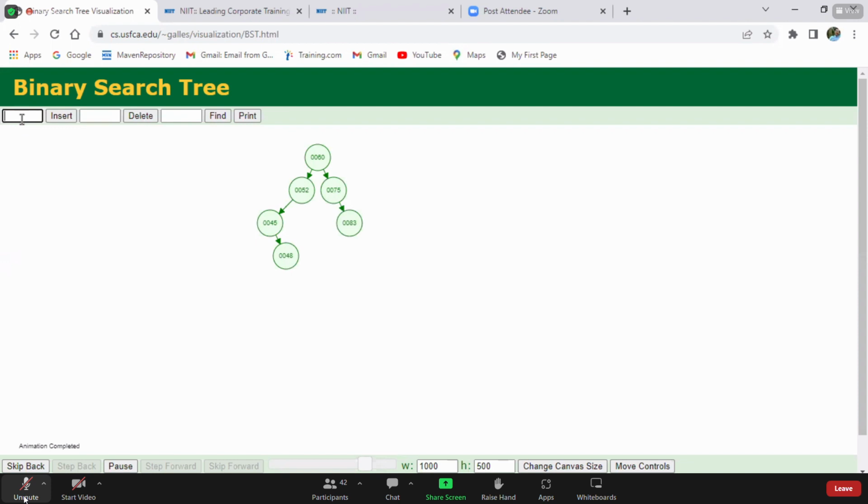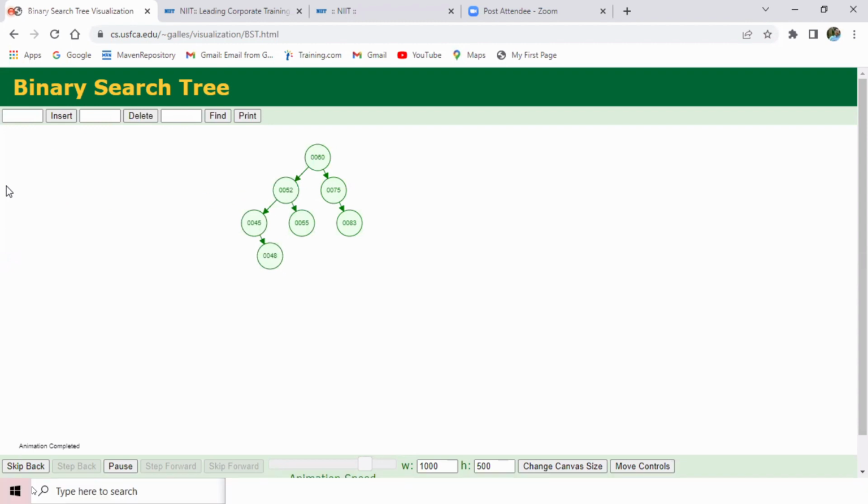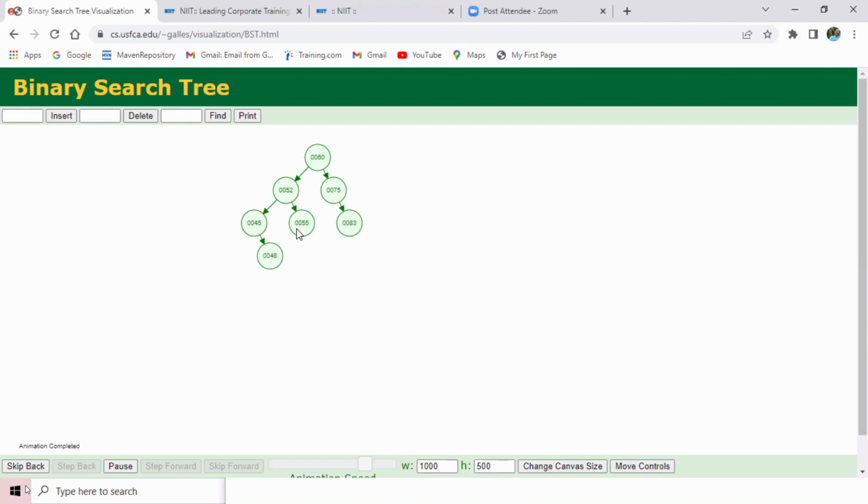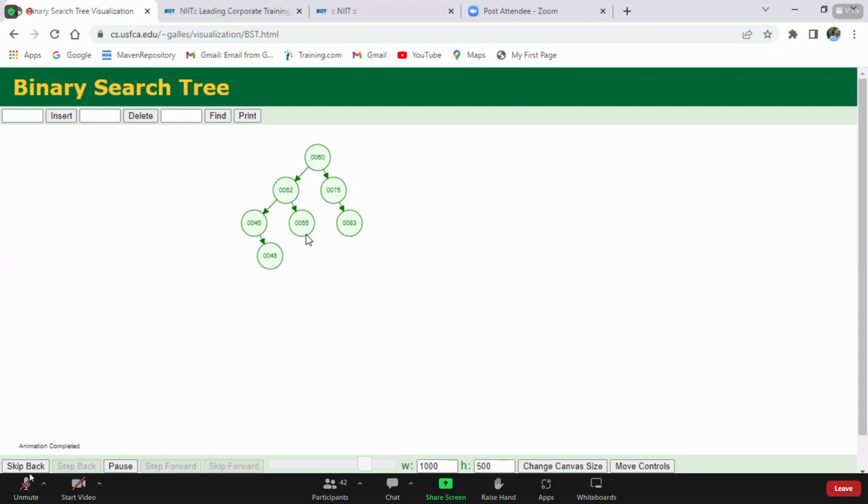First, you tell me where 55 will be inserted. Right of 48. Yes, sir, 48. Right of 52, na? It is greater than 52. Yes, sir. Automatically the right-hand side is null. So it will get added.